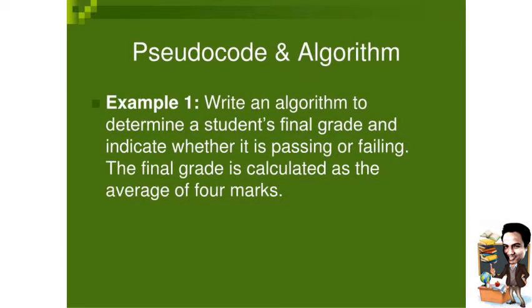Pseudocode and algorithm. Example 1. Write an algorithm to determine a student's final grade and indicate whether it is passing or failing. The final grade is calculated as the average of 4 marks.